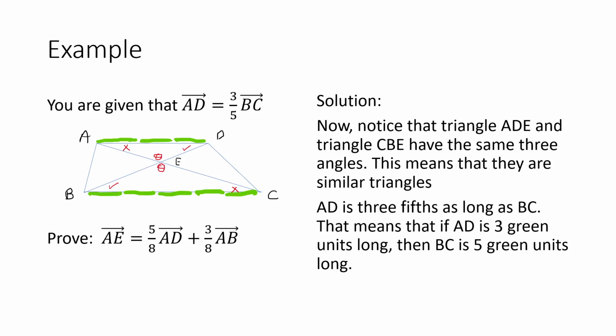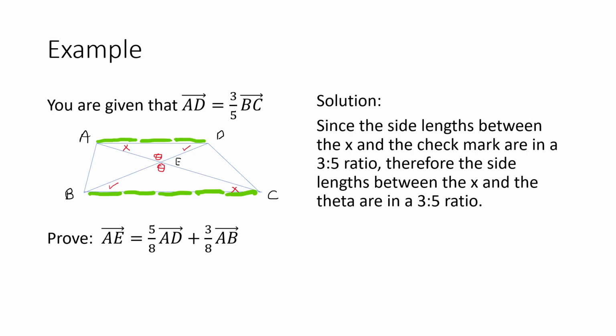Now I'm going to ask you to just use your imagination here. I know it's drawn roughly with my hand, but just imagine that those 8 green units you see on your screen are all exactly the same length. The top is 3 green units long, the bottom is 5 green units long. Now, the side lengths between the X and the check mark on the top versus the bottom are in a 3:5 ratio. So therefore, the side lengths between the X and the theta, this one and this one, they must also be in a 3:5 ratio.